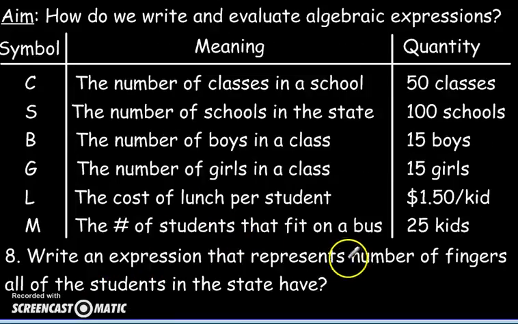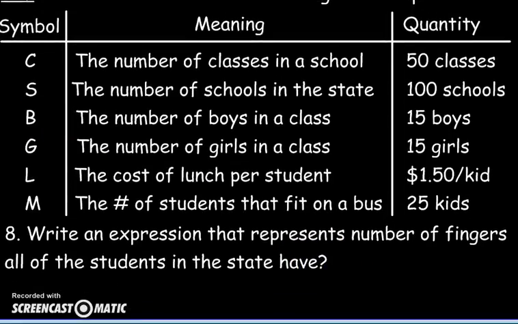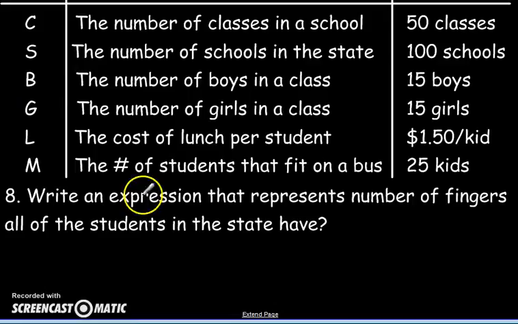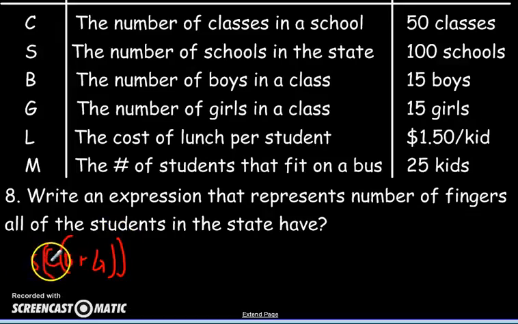Write an expression that represents the number of fingers all the students in the state have. Interesting. We're going to assume that all the students have 2 hands, which I think is a reasonable assumption. Alright, so B plus G is all the kids in one class, times C would be all the students in a school, times S would be all the students in the state, times 10, because of how many fingers they have.